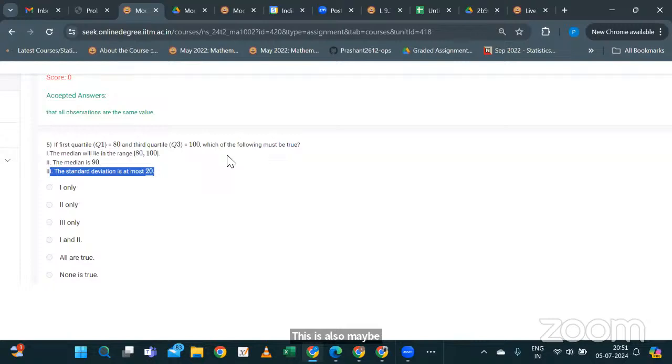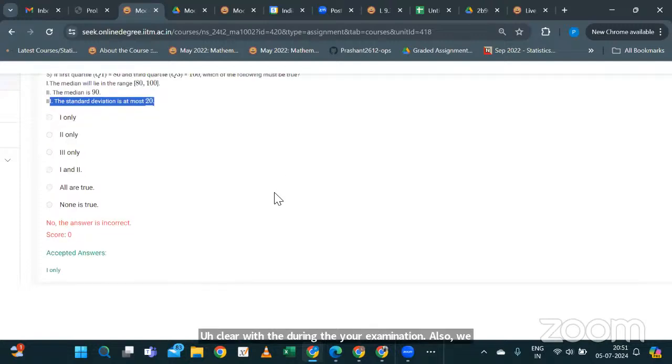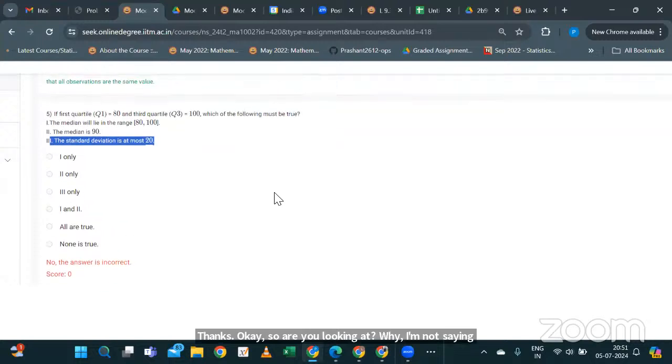Is this clear? That is something you have to be clear about during your examination also. We have to be clear about the terminology. Why am I not saying the median is 90? If you have been given the observations, you can calculate that the median is 90. Similarly, about the standard deviation being at most 20: is this correct? It may or may not be.